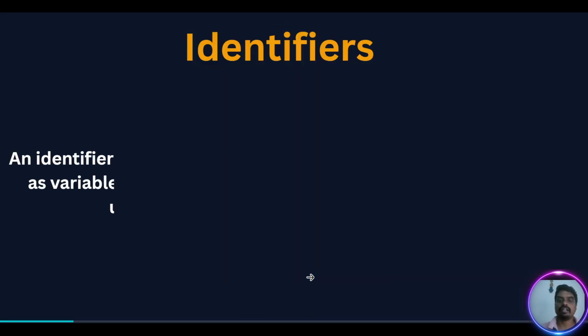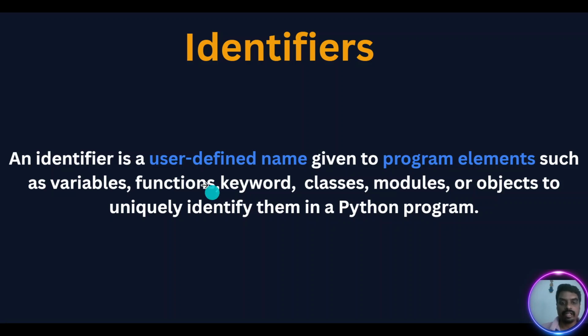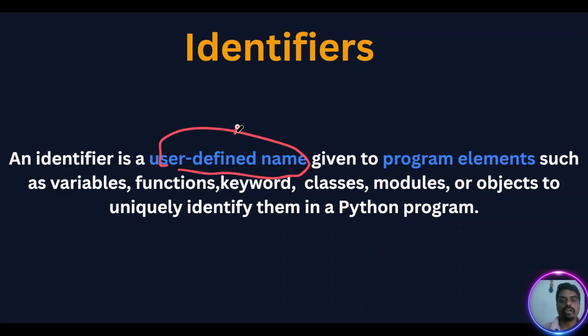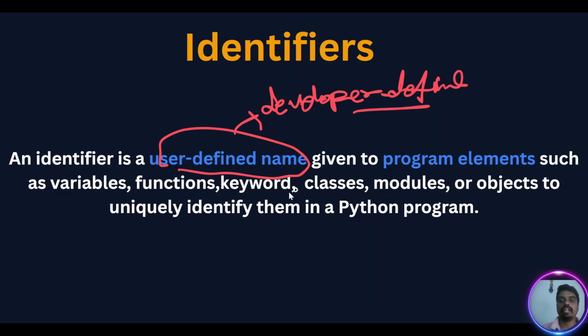What is an identifier? An identifier is a user defined name. You can call it a developer defined name as well, given to the program elements. So what are these program elements?